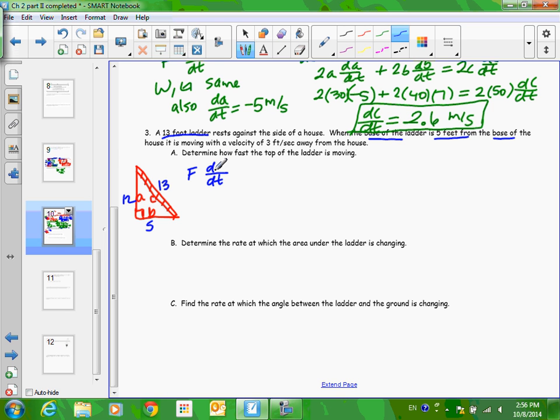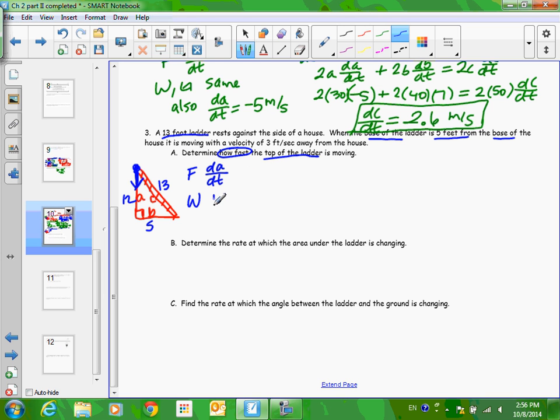Okay, when you decide what goes here, it's going to be A, B, or C. Because the derivative, the question was like velocity. D whatever over dt is the velocity. So it says how fast, that's my derivative word, is the top of the ladder moving. In other words, this ladder is going to slide down, so dA. Notice when I put it on the picture, it became more obvious. So you use the picture to help you.